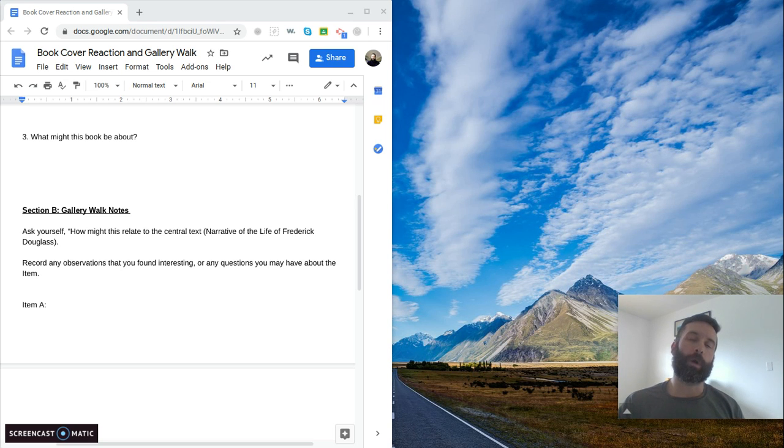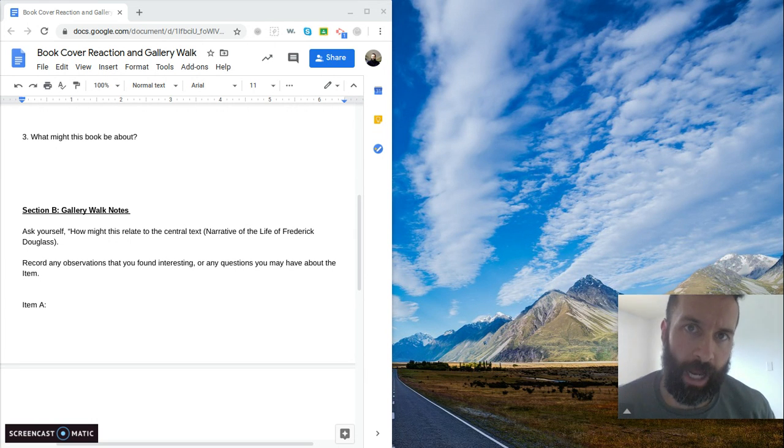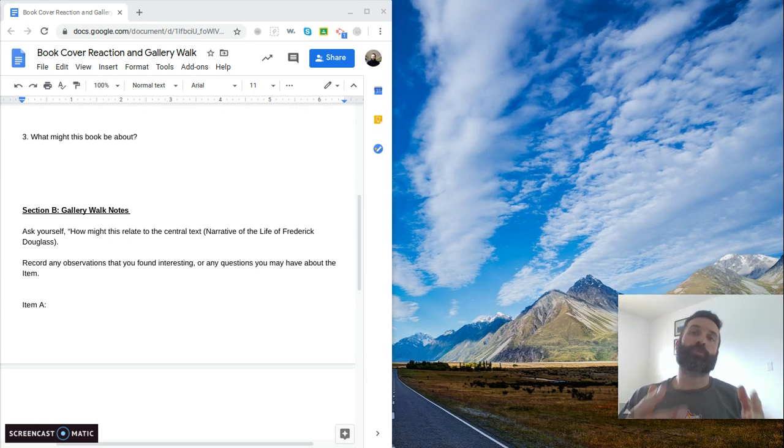Seventh grade, welcome to section B of your gallery walk assignment. Now we are going to be doing that time traveling I was referring to earlier, looking at some documents from that time period and really trying to get a grasp on the context of what was going on during Frederick Douglass's time when he wrote this autobiography, The Narrative of the Life of Frederick Douglass.